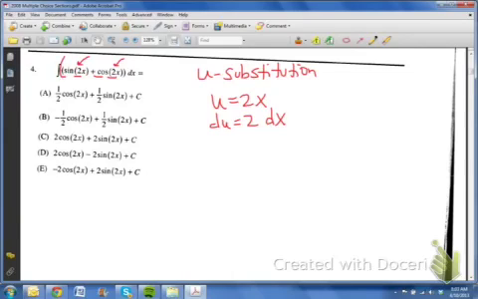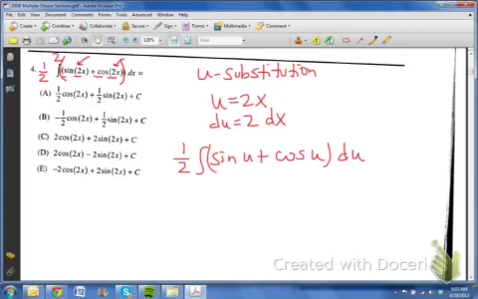So we're going to have to give ourselves a 2 and balance it with a 1/2. So I'm going to rewrite this as 1/2 sine u plus cosine u du. So 1/2 negative cosine u plus sine u, plus c. So it's going to be B.